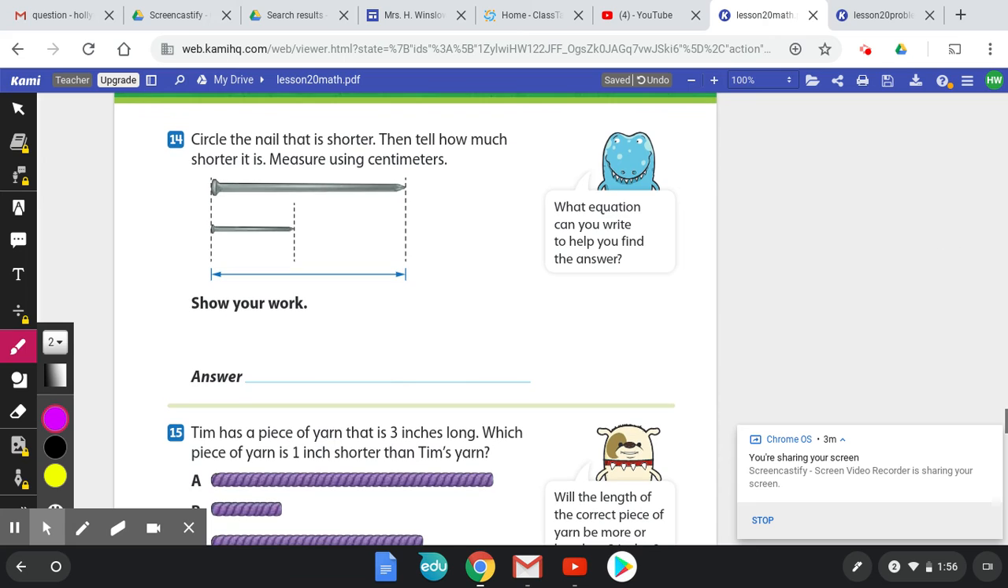All right, looking at number 14 on the next page, you're comparing two different nails. It says circle the nail that is shorter. So, of course, this one is shorter. Then tell how much shorter it is. Measure using centimeters. So when I take my ruler and I measure, the big nail is 7 centimeters, and this little nail is 3 centimeters. So I actually can do 7 minus 3 equals 4 centimeters. So your answer is 4 centimeters.